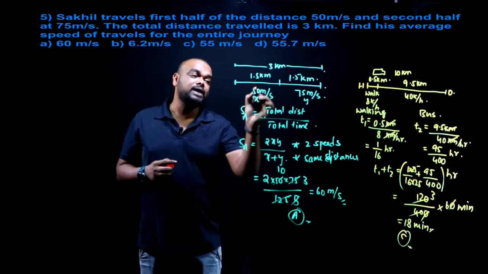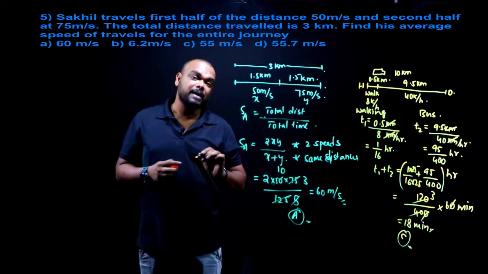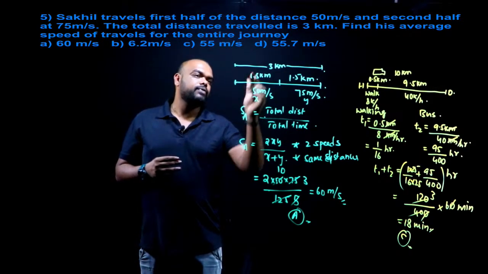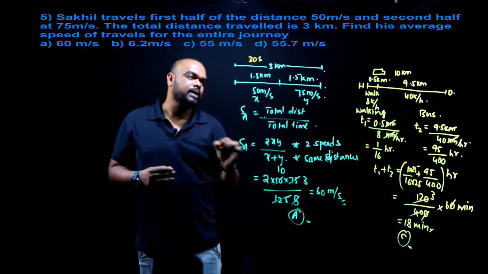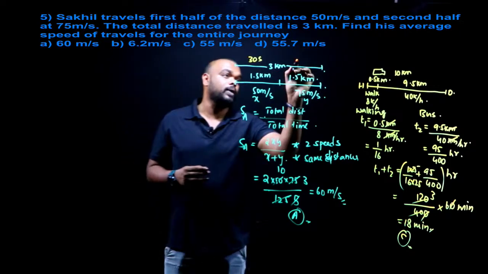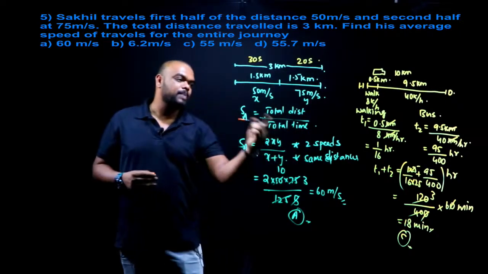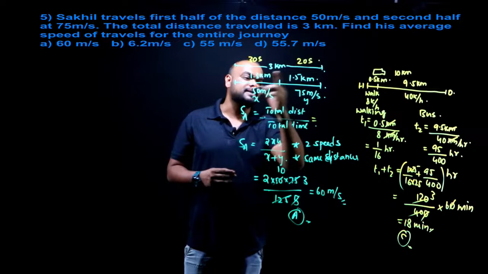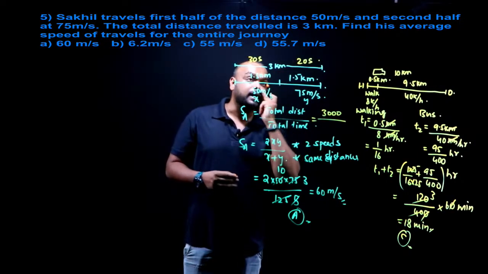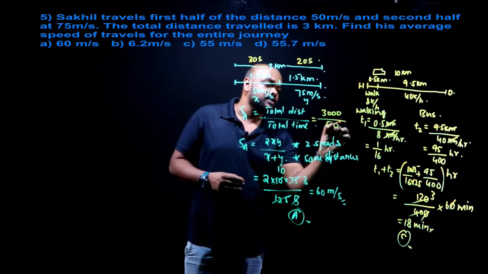So what happens here? 1500 by 50 will be, what do I get? 30 seconds time here. In this case, 1500 meters divided by 75, 20 seconds. Total distance by total time taken. Total distance is 3 kilometers. I'll write it in meters, 3000 meters. Total time 30 plus 20, 50 seconds.